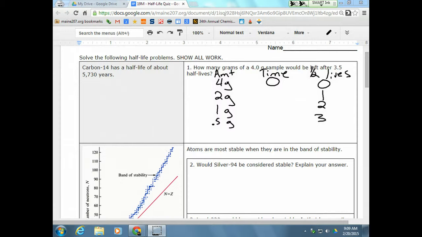This question is a little bit different because it says 3.5. 4 half-lives would be 0.25. 3 half-lives is 0.5. So halfway in between 0.5 and 0.25 is 0.375 grams.